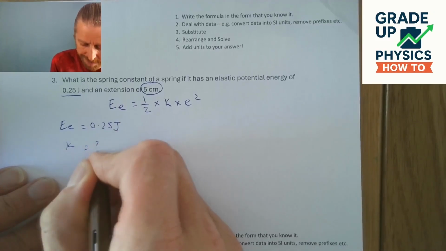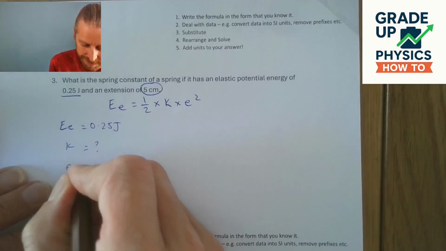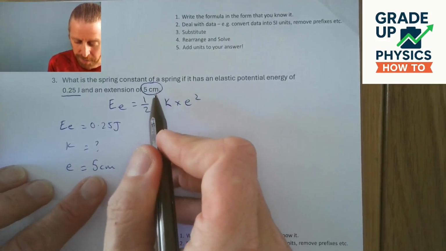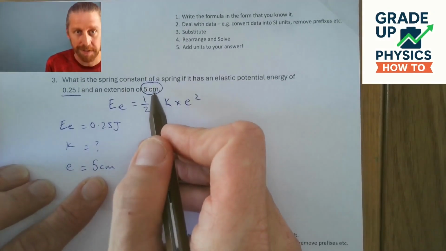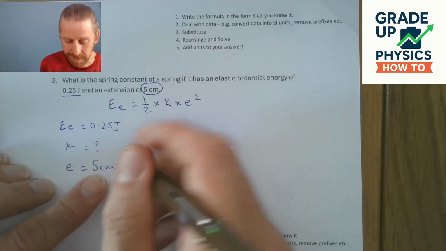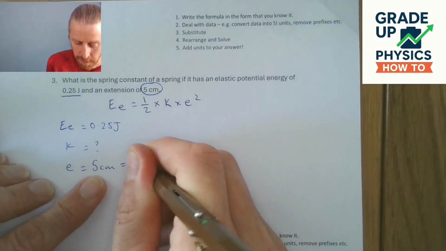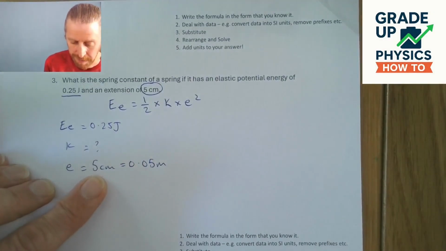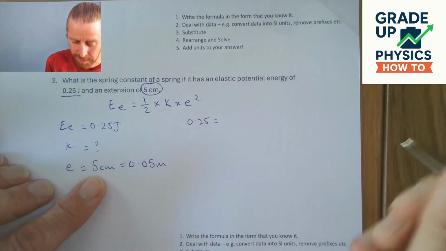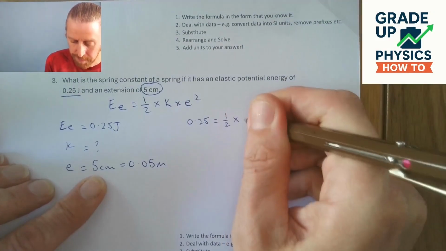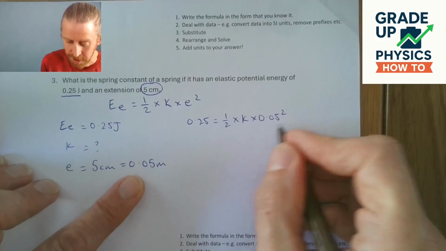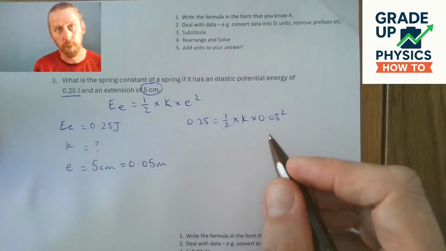Our spring constant, that's the thing we're trying to find out, and our extension from the question is 5 centimetres, but I'm sure you realised we've got to convert this into metres. Centimetres is not the SI unit for extension. Like with any length, we have to put this into metres. So 5 centimetres will be 0.05 of a metre. So let's sub in. So 0.25, our elastic potential energy, is a half times K times by our extension squared. Now this is the point where we saw last time.